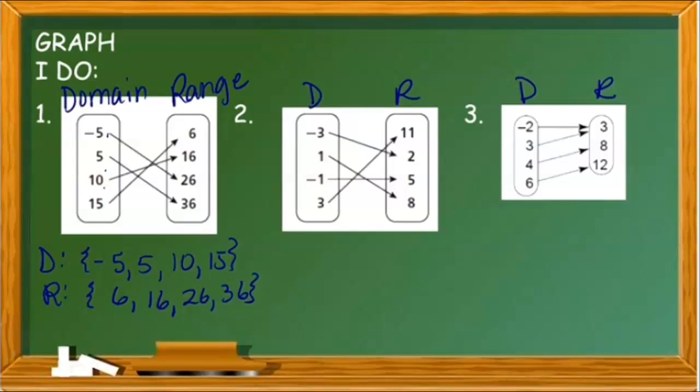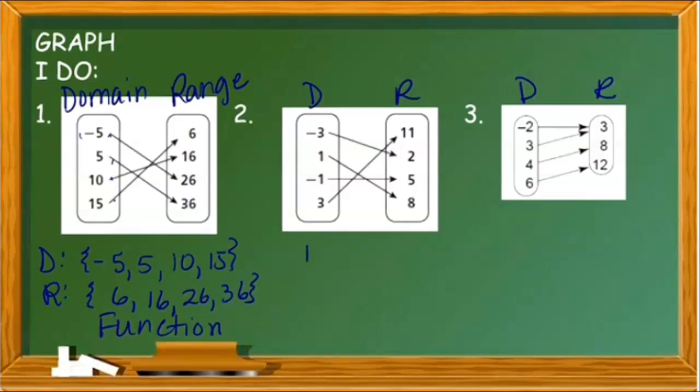So whether it's a function is pretty easy, because all you need to do is look at each of your x's and see if they have more than one arrow going from them. And if you'll look, each one of these only has one arrow. Therefore, this is a function. Okay, this is a function because each one of these x's only goes over to one person.